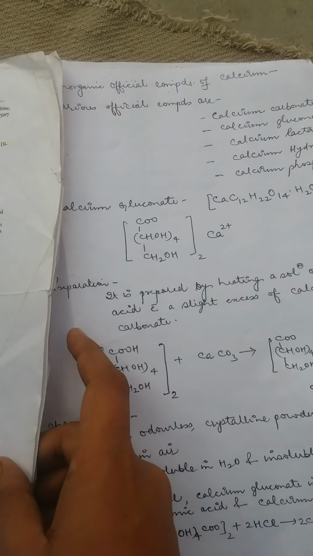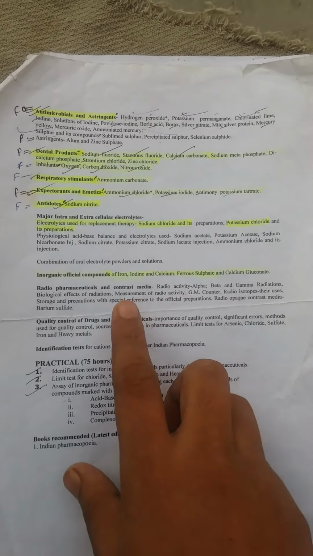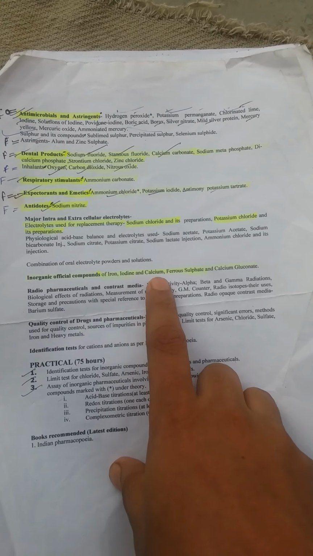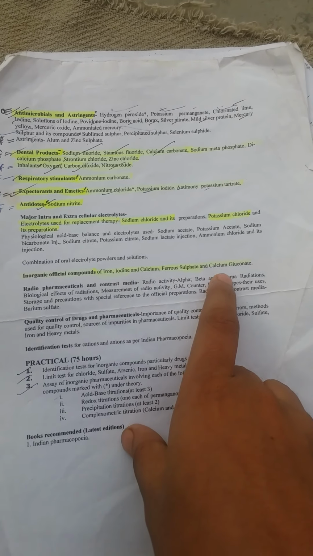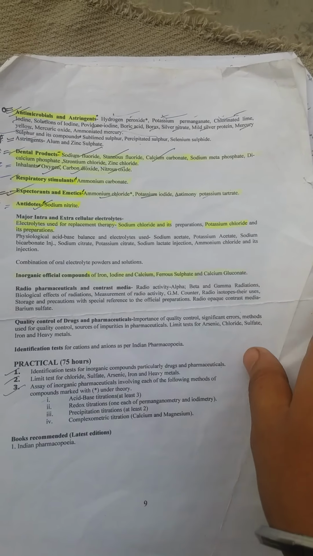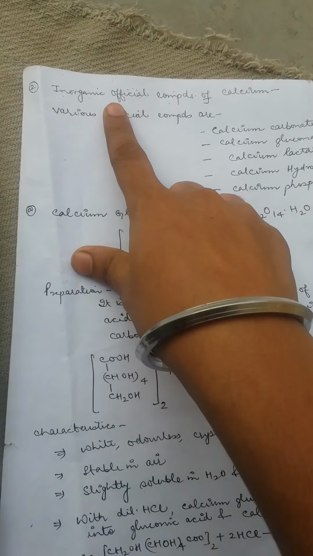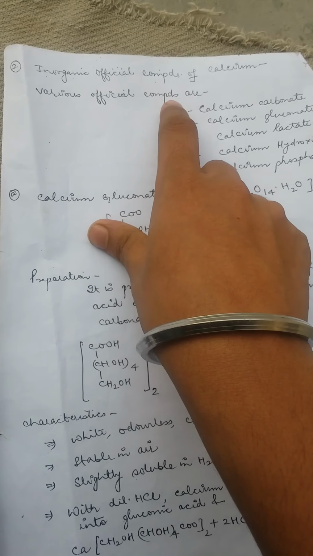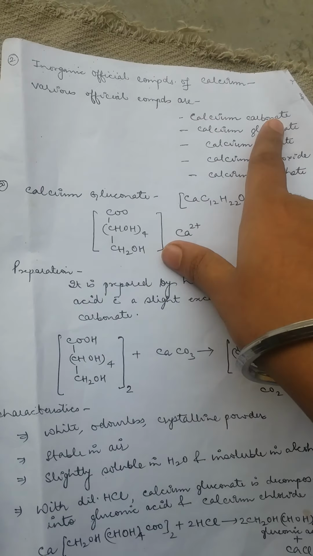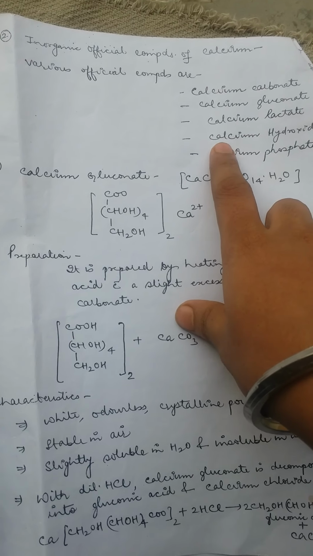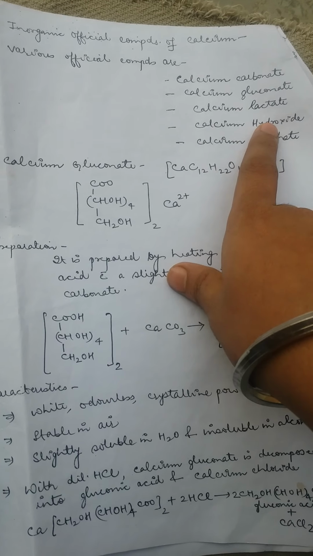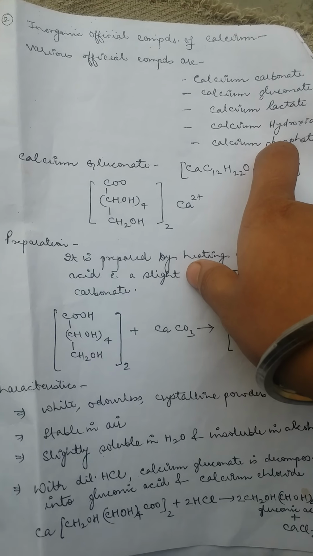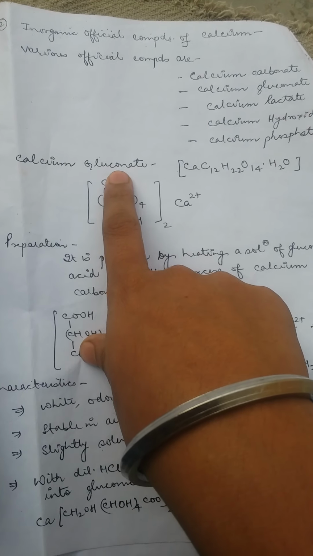So today we study about the inorganic official compounds which include iron, calcium, ferrous sulfate and calcium gluconate. So we are starting from the calcium. Inorganic official compound of calcium. Various official compounds are calcium carbonate, calcium gluconate, calcium lactate, calcium hydroxide and calcium phosphate. And according to the syllabus, we have to study only the calcium gluconate.